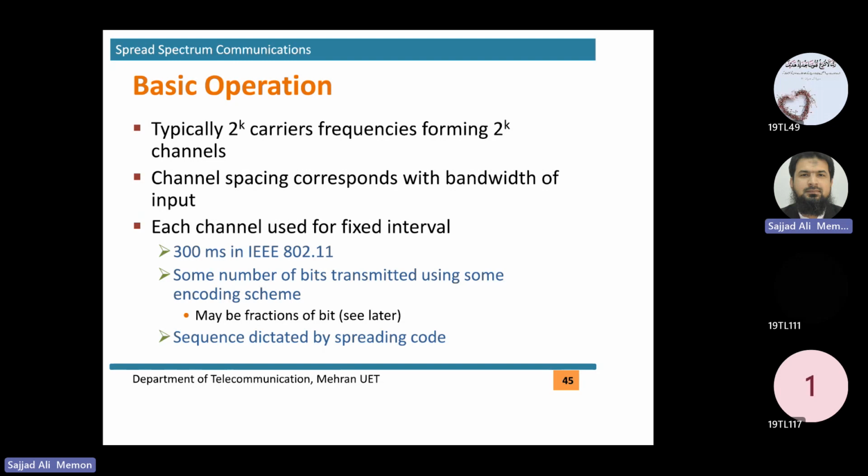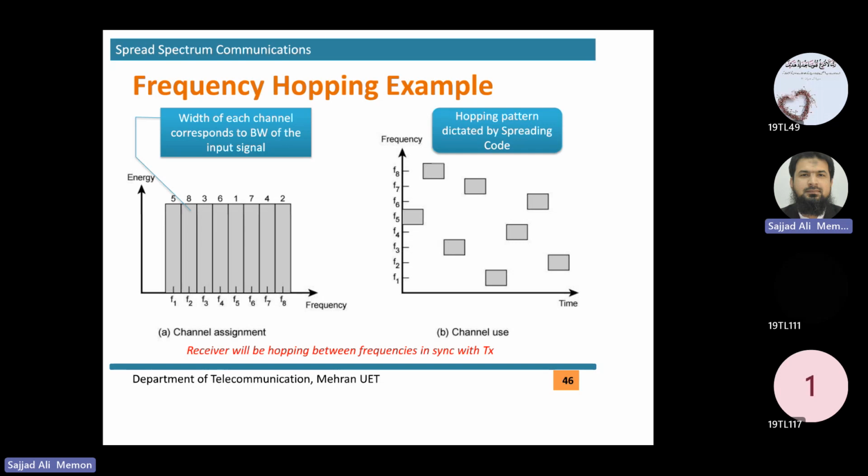Typically, 2^k carrier frequencies forming 2^k channels. Channel spacing corresponds with the bandwidth of the input. Each channel is used for a fixed interval, 300 milliseconds in Wi-Fi, IEEE 802.11. Some number of bits are transmitted using some encoding scheme, or maybe a fraction of a bit, depending on the hopping rate. The sequence is dictated by the spreading code. So that sequence of changing from one frequency to another is chosen by the spreading code, or the PN sequence.